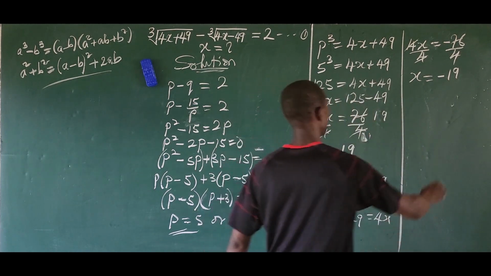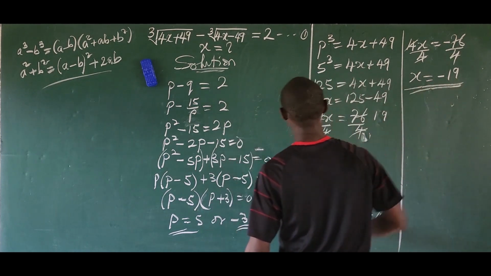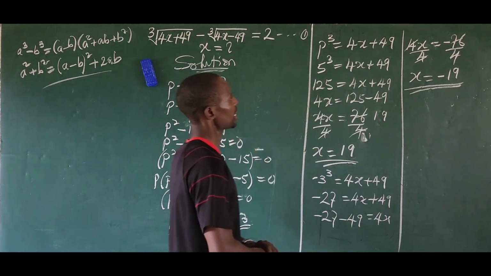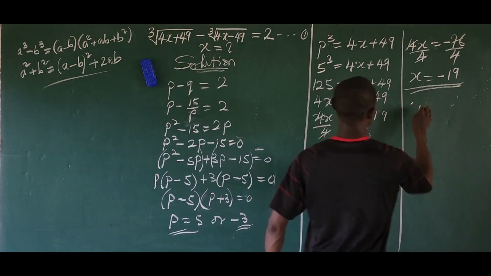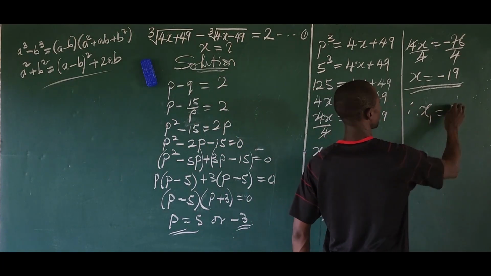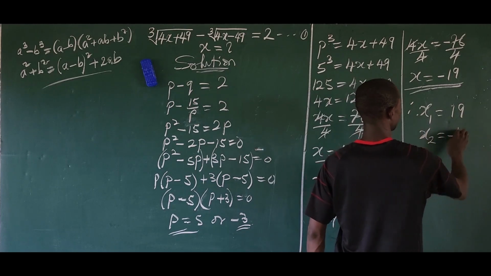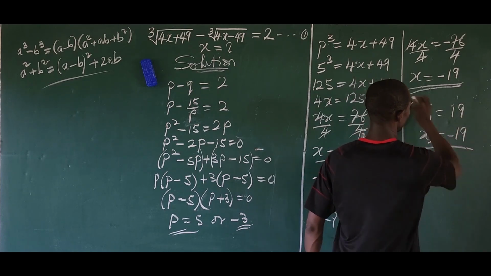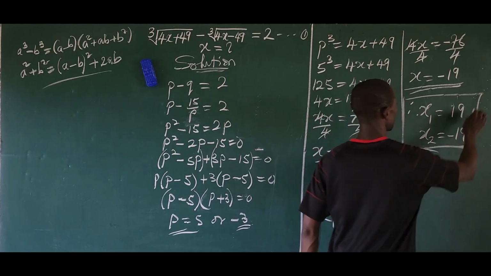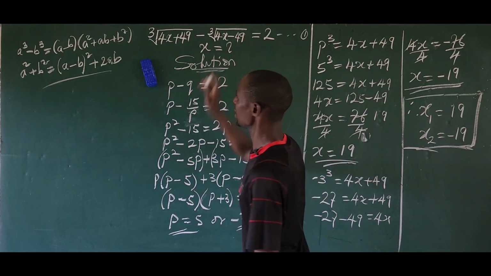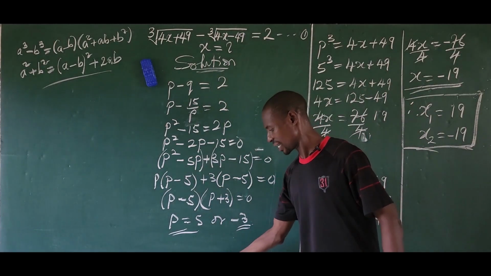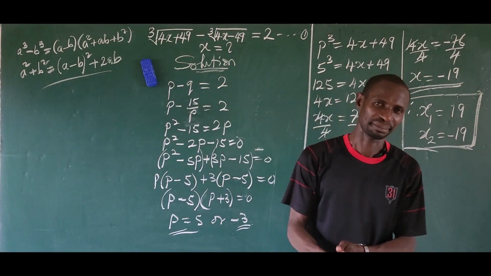All right. So we have our answer. Therefore, we can say x1 is equal to positive 19 and x2 is equal to minus 19. These are the two values of x that will satisfy this wonderful radical equation.